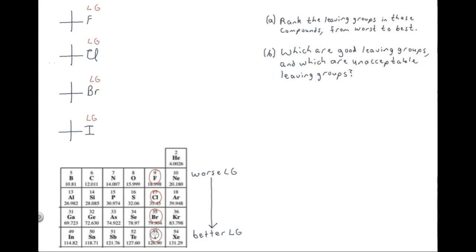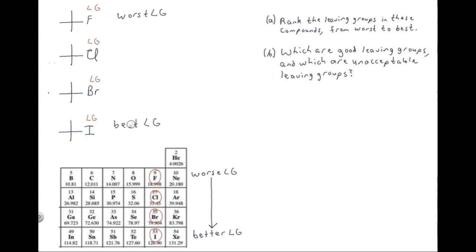The elements that are further down in the column are better leaving groups. Elements further up in the column are worse leaving groups. So now we can compare these. Fluorine is the highest in the column, so fluorine would be the worst of our leaving groups.